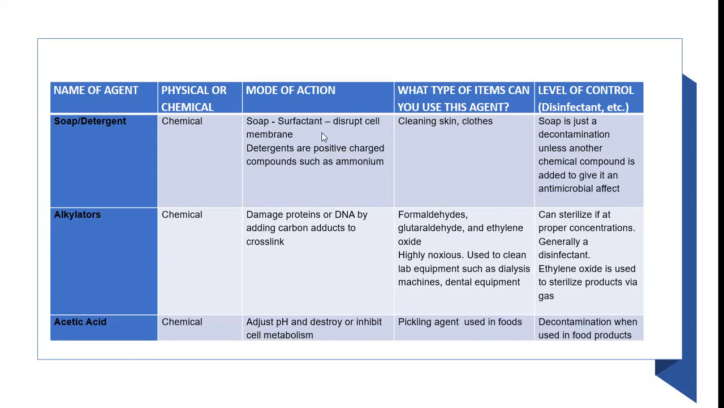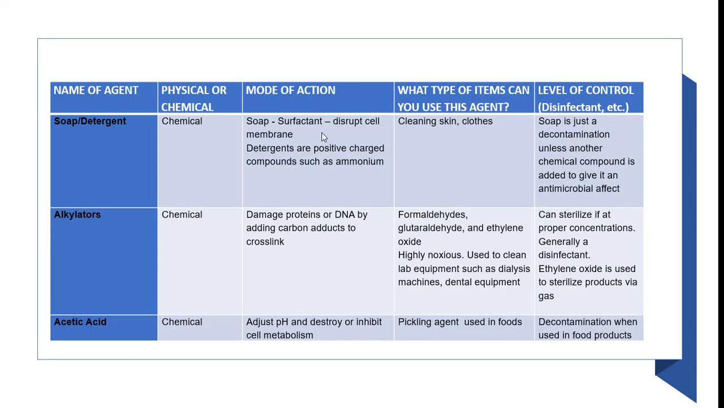And the last is acetic acid. I added this one because what it does is it goes in and adjusts pH, and it can destroy or inhibit cell membranes. I wanted us to have one that was purely for the food industry, and acetic acid is a pickling agent. So it's often used to help us preserve foods, and it can help to decontaminate as well.